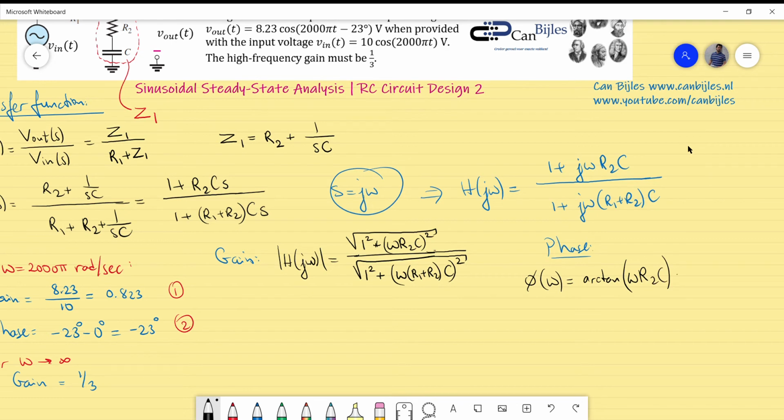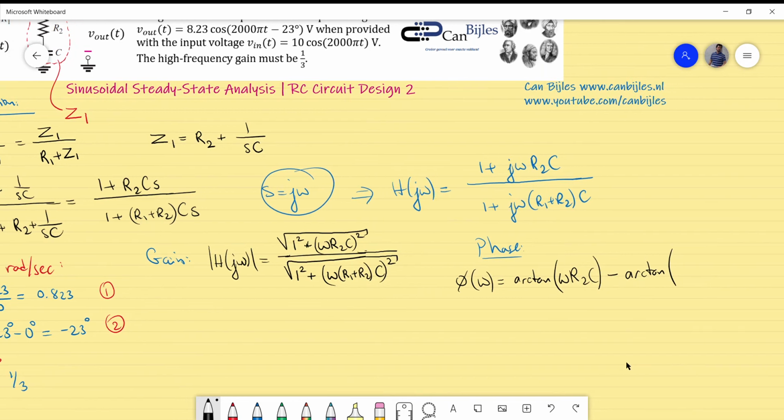And I have to do minus the phase contribution of this part, which will be again imaginary divided by the real part. In the arctangent expression, it will be omega times (r1 plus r2) times c divided by 1, again only the imaginary part effective. So that means arctangent, let me make some room, of omega times (r1 plus r2) times c, all of them in arctangent.